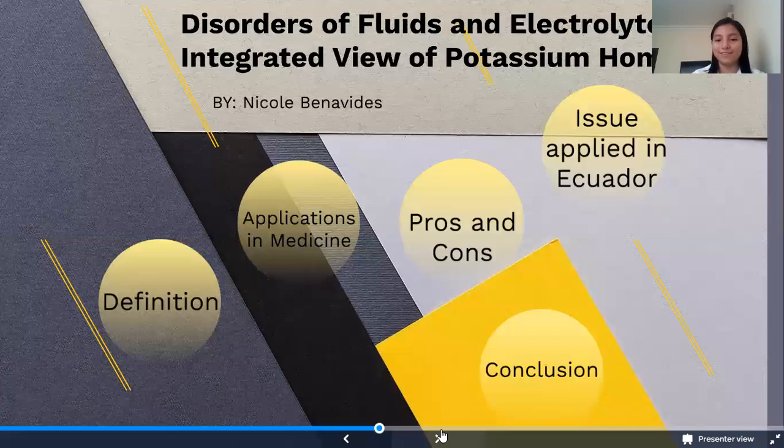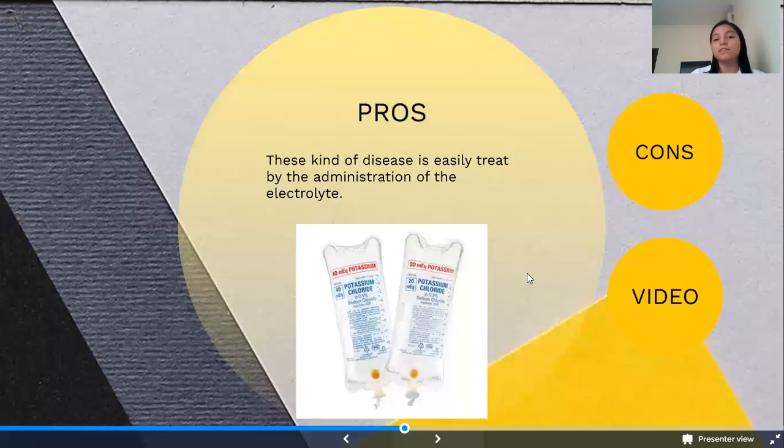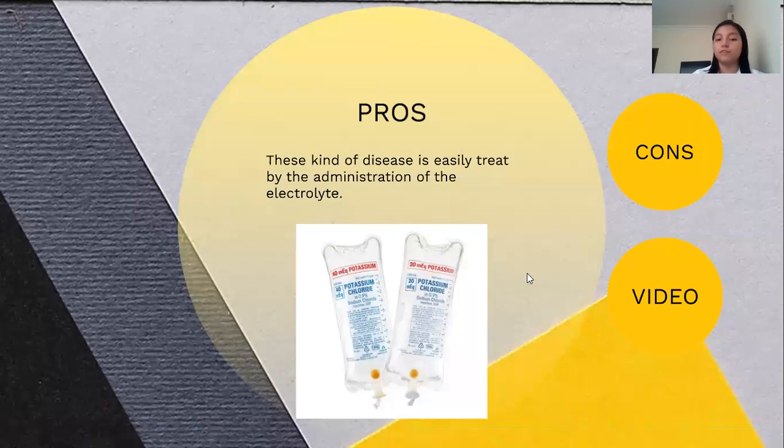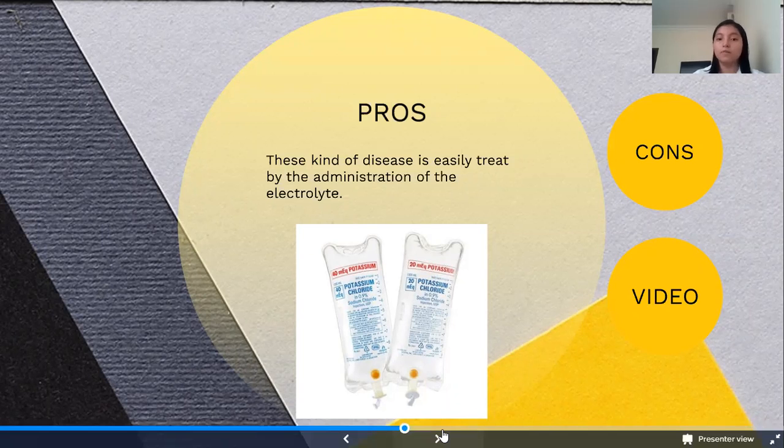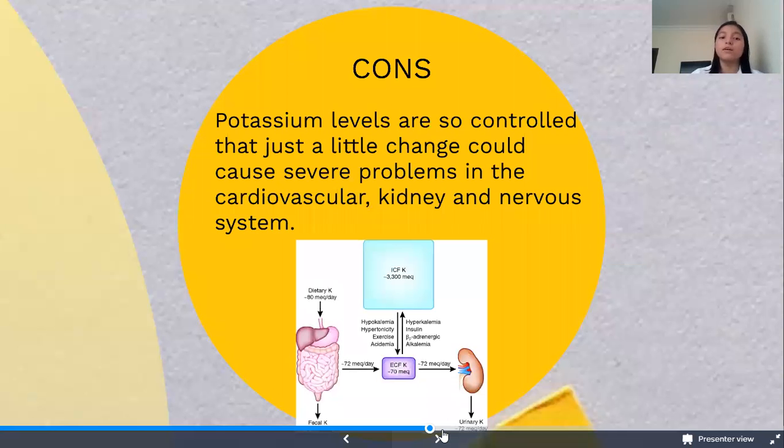Now, pros and cons. Pros. This kind of disease is easily treated by administration of electrolyte. And the cons, potassium levels are so controlled that just a little change could cause severe problems in the cardiovascular, kidney, and nervous system.